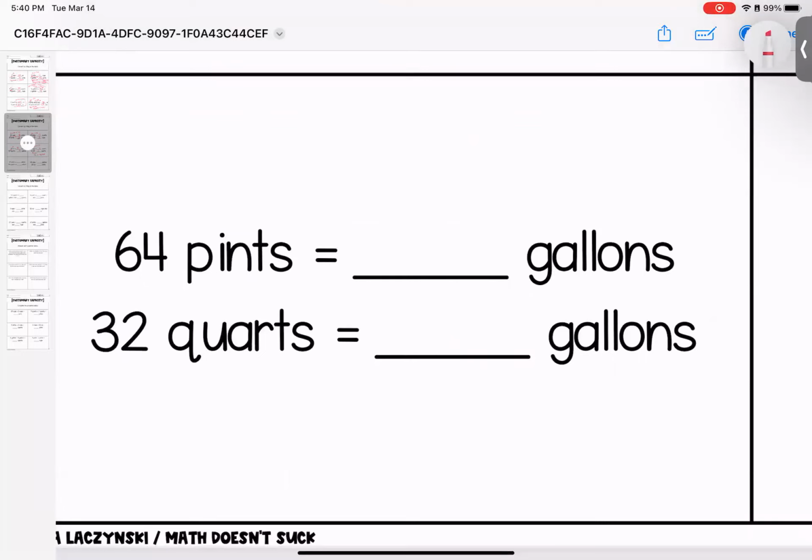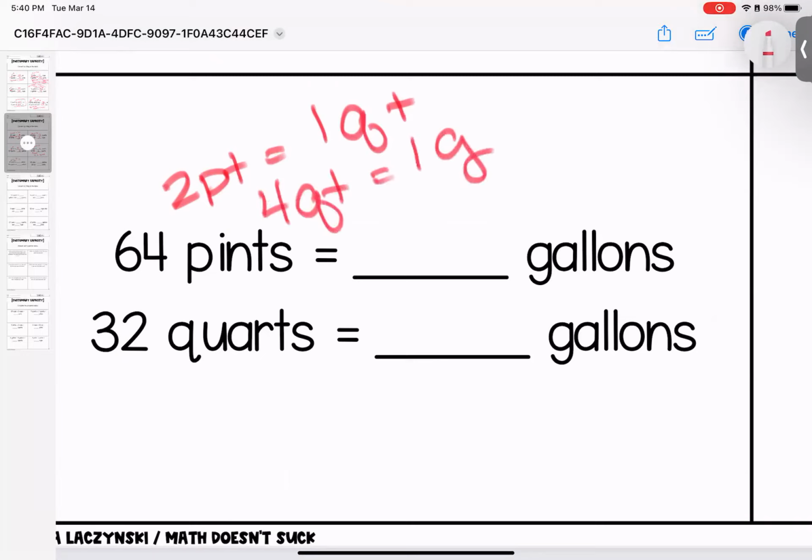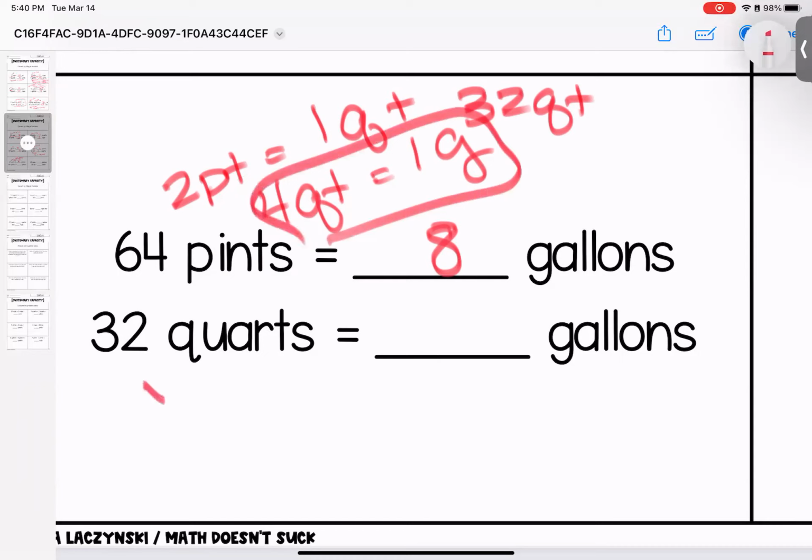Coming down here, pints to gallons. We have to do a little bit of a step. So we have 2 pints is equal to 1 quart, and 4 quarts is equal to 1 gallon. So if I cut my pints in half, I get quarts. So I have 32 quarts. And if I divide my 32 by 4, 32 divided by 4 is 8. There are 8 gallons. Quarts to gallons, we have that right here. Divide by 4. They are equivalent. These are our double steps. So we did pints to quarts, and we did quarts to gallons.